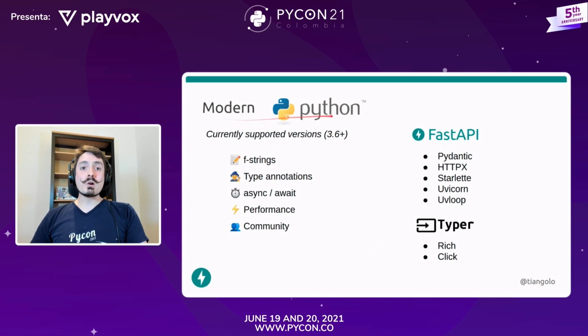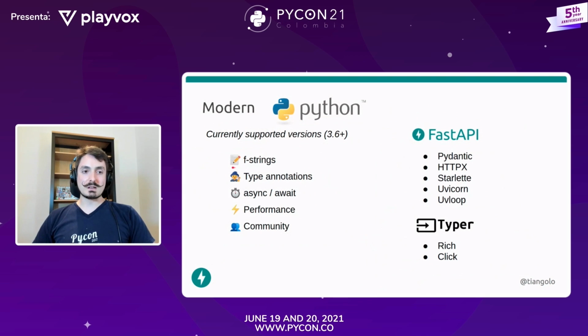So we're going to talk about modern Python, and by modern I mean all the currently supported versions, so 3.6 and above. And we're going to talk about a bunch of things. We're going to talk a little bit about f-strings, a lot about type annotations, a bit about async and await, a bit about performance and the community.